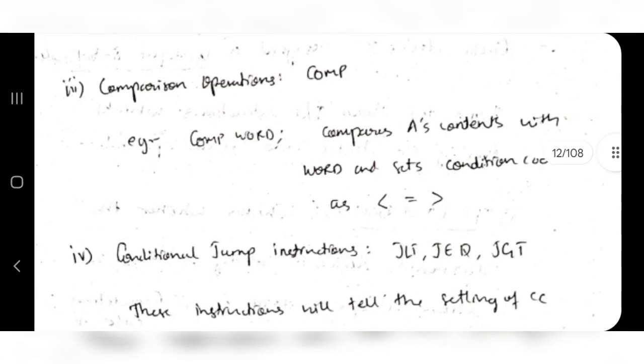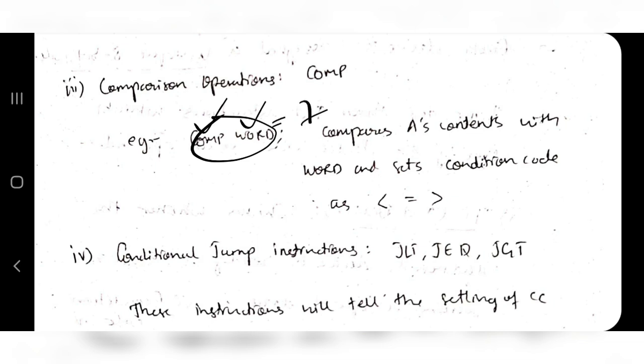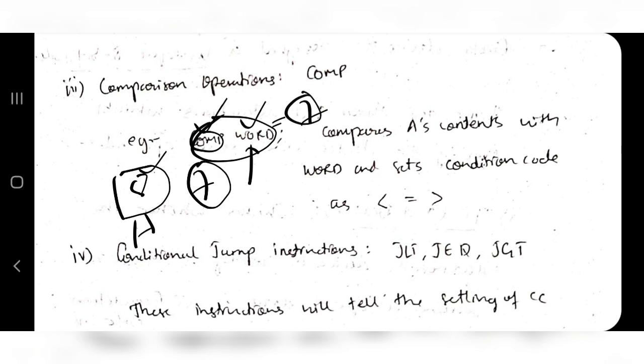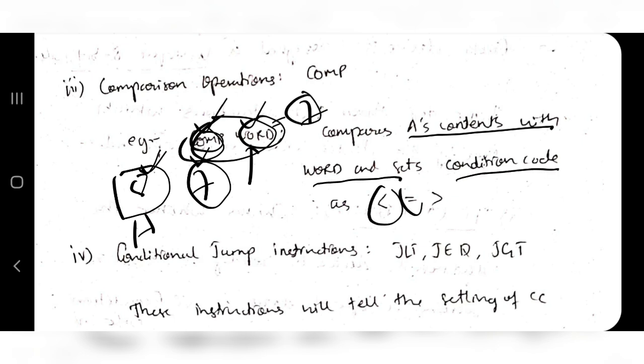Comparison operator. See, COMP word. COMP means comparison, word means it is a constant value. Word can be equal to like 7. Now COMP will first take A and see what is stored in A, and it will compare with the word which is given, like the value of the word 7. Which is greater? 8 is greater or 7 is greater? 8 is greater, right? So COMP word 7 compares A's content with the word's content and sets the condition code as less than, equal to, or greater than.